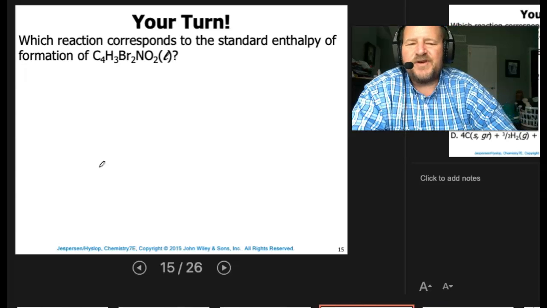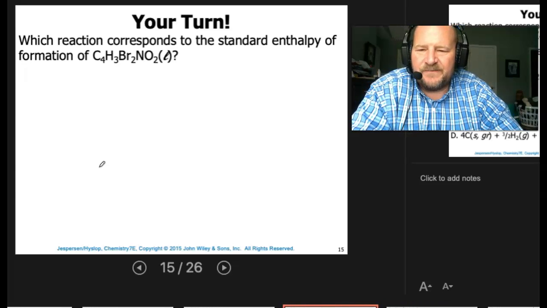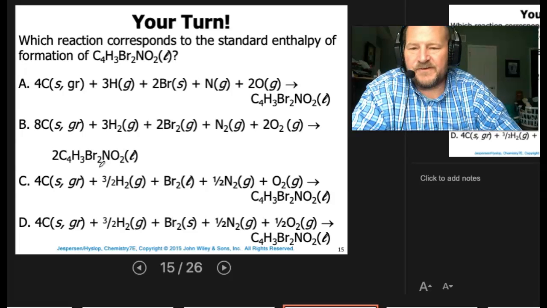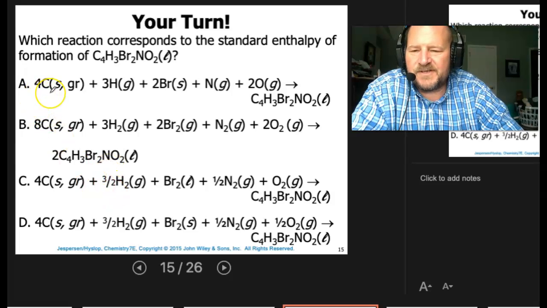All right, which reaction corresponds to the standard enthalpy of formation of C4H3Br2 and O2 liquid? So again, you probably want to start off looking for C4, right? So 4 carbons here. 8 carbons, 4 carbons, 4 carbons. Looks like we can get rid of B. All right, so we've eliminated B already. Let's see, then we have 3 hydrogens, but that's not how hydrogen comes, right? So now we've eliminated A. 3 halves H2, 3 halves H2.